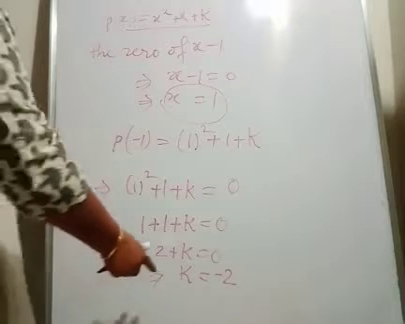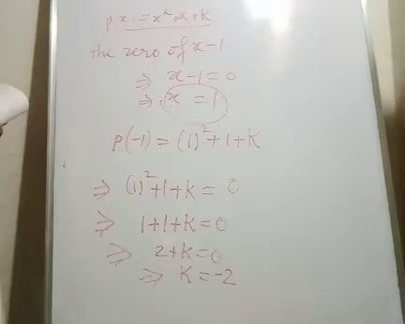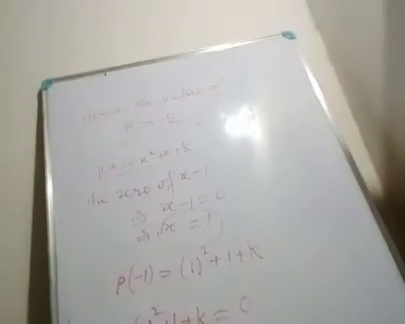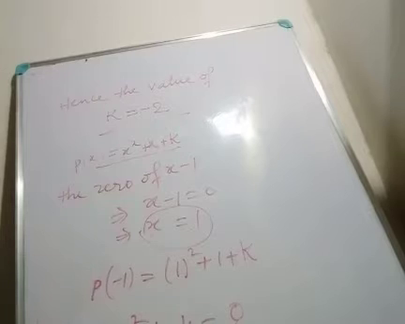Here you get the value of k equal to minus 2 and write the conclusion. Hence the value of k is equal to minus 2. Okay students, now next question.